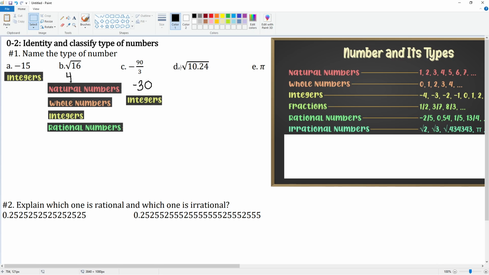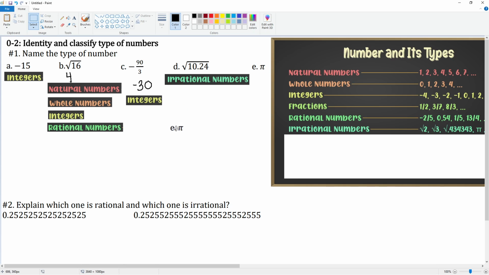Next, we're going to look at the square root of 10.24. Here, if you take the square root of it, it is a very complex number that goes on forever and ever and ever. So, is that a natural number? No, you can't physically count the square root of 10.24. Not a whole number, not an integer. It's either rational or irrational. Because it goes on forever, it is an irrational number.